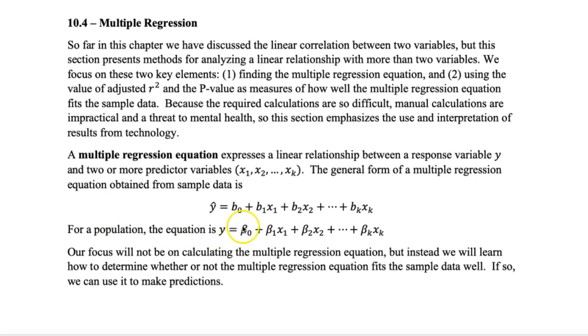So when we have this multiple regression equation, we know that this describes a linear relationship between the response variable that is still y. So we've still got a response variable y and two or more predictor variables. So now we have several predictor variables.